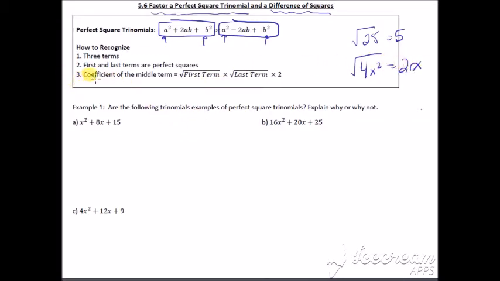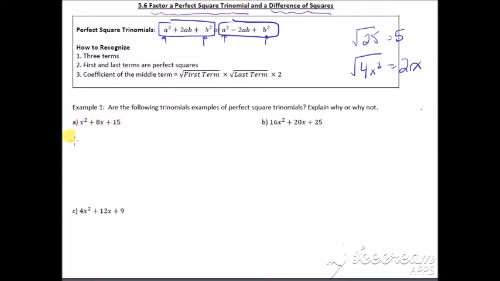And number 3, the coefficient of the middle term is the root of the first term times the root of the last term times 2. And that's why we have 2ab. Okay, so let's take a look at the following 3 examples, and we'll figure out whether or not these trinomials are perfect square trinomials or not. Okay, so here we go.